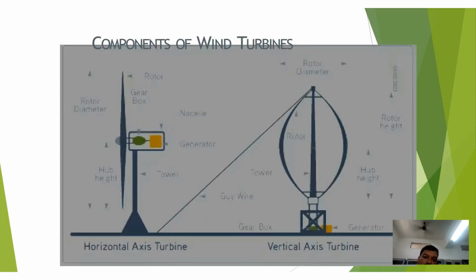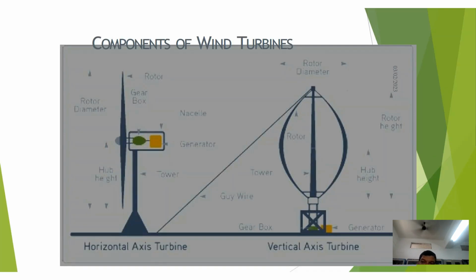So this is a diagram for horizontal axis wind turbine and vertical axis wind turbine. Coming to the horizontal axis wind turbine, it contains a rotor, a gearbox to increase or decrease the speed. Means to vary the speed, we are using the gearbox, and we have the generator, which converts the mechanical energy into electrical energy. So we are using a stand or tower where we are constructing the gearbox and generator on the tower above the earth surface.